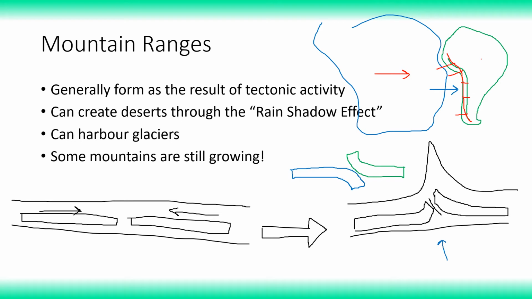Now, because of this collision and the fact that the plates moving together causes the mountains to form, we also get that some mountains are still growing because of this. If the plates are still colliding, the mountains are going to get taller and taller. And this is what we see with things like Mount Everest, which is still getting taller because the Indian plate is still colliding into the Eurasian plate and is forming these huge mountains as a result. Now, one thing I haven't really talked about here yet is the rain shadow effect, but I'm going to discuss that on the next slide.